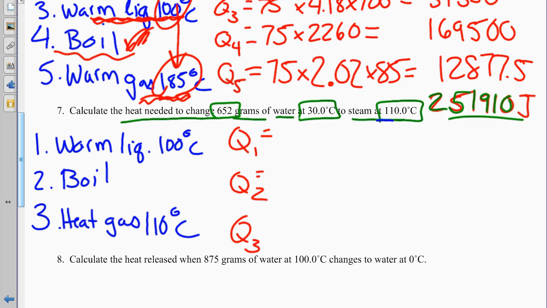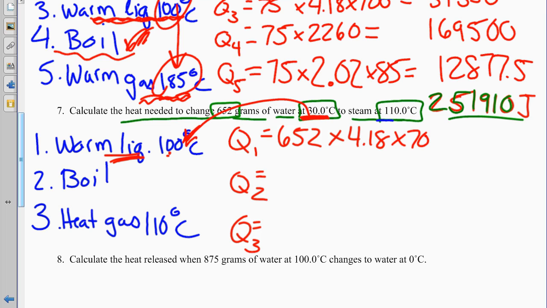All right, let's quantify this, shall we? If I'm warming a liquid, that means I'm using Q is equal to MC delta T. So I'm going to take 652 times I'm a liquid, 4.18. And if I go from 30 degrees to 100 degrees, that is a delta T of 70. When you multiply that together, you get 190,775.2.